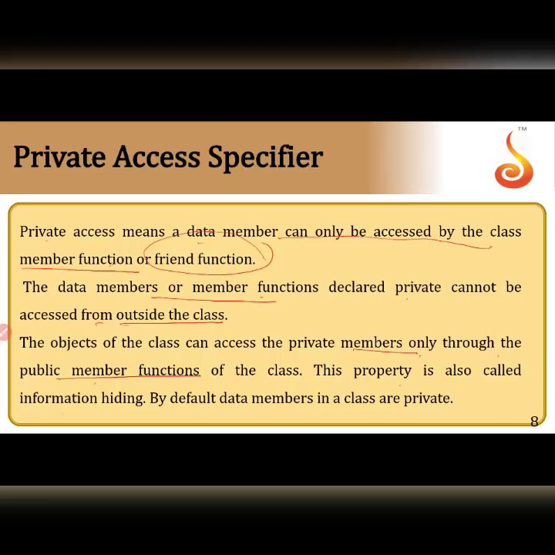This property is also called information hiding, because you are hiding the values of x and y, because it is not accessible outside. And by default, this also we did. By default, the members in a class are private. Please go through this again.